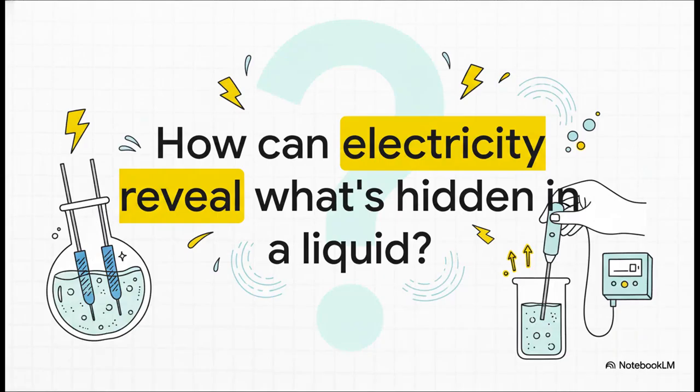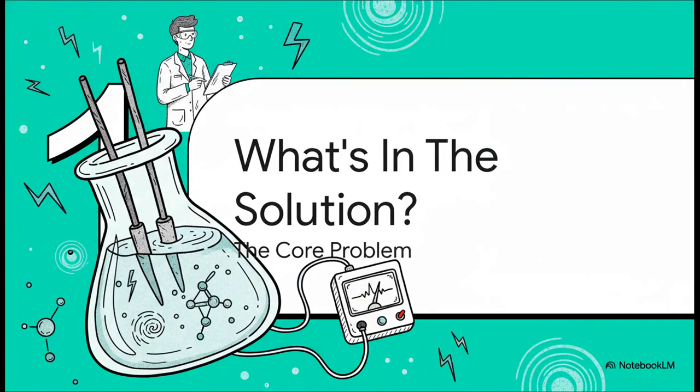So here's the big question, right? How on earth can we use something as basic as an electric current to figure out what's hiding in a solution? I know, it sounds a little bit like a magic trick, but as you're about to see, it's just pure, elegant science. All right, first things first, let's set the stage.